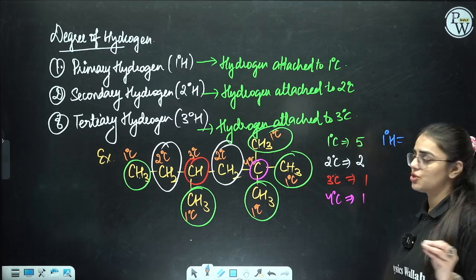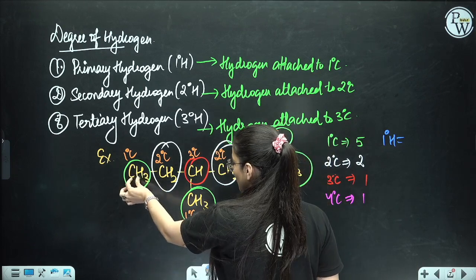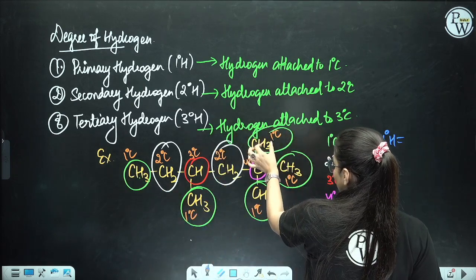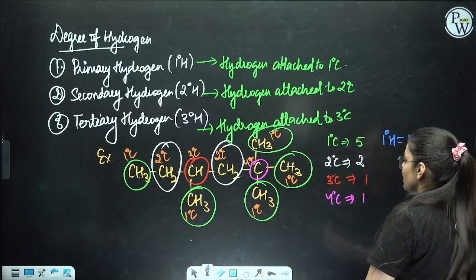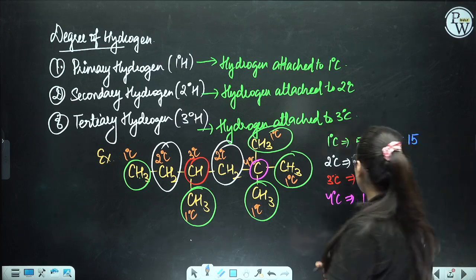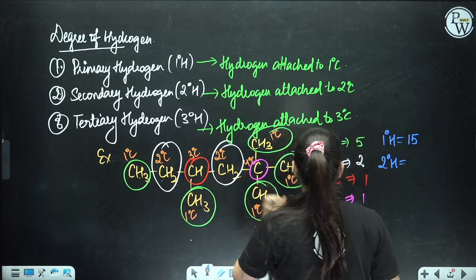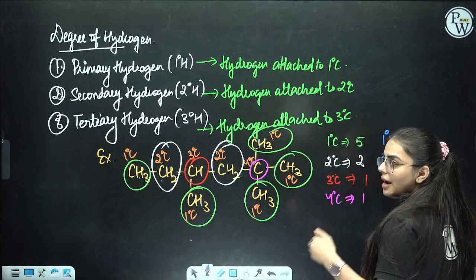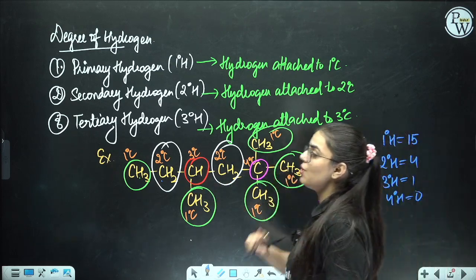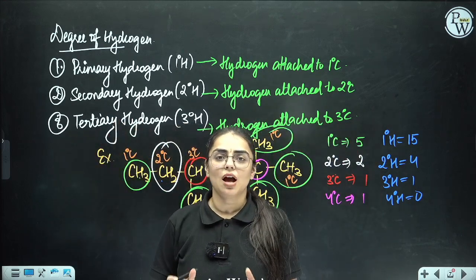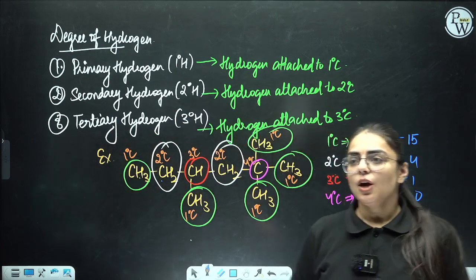How many 1 degree hydrogens are there? See, hydrogen attached to 1 degree carbon is 1 degree hydrogen, no? So for 1 degree carbon it is 3 plus 3, 6. 6 plus 3, 9, 9 plus 3, 12, 12 plus 3 is 15. Now let's see 2 degree hydrogen, hydrogen attached to 2 degree carbon. So it is 2 plus 2, 4. 3 degree hydrogen, attached to 3 degree carbon, is only 1. 4 degree hydrogen is 0. Why? Because 4 degree carbon is already occupied with 4 carbons. Its valency is fulfilled, so there is no hydrogen that will be attached over there. Clear with this part, everyone? Okay, that's really great, students.